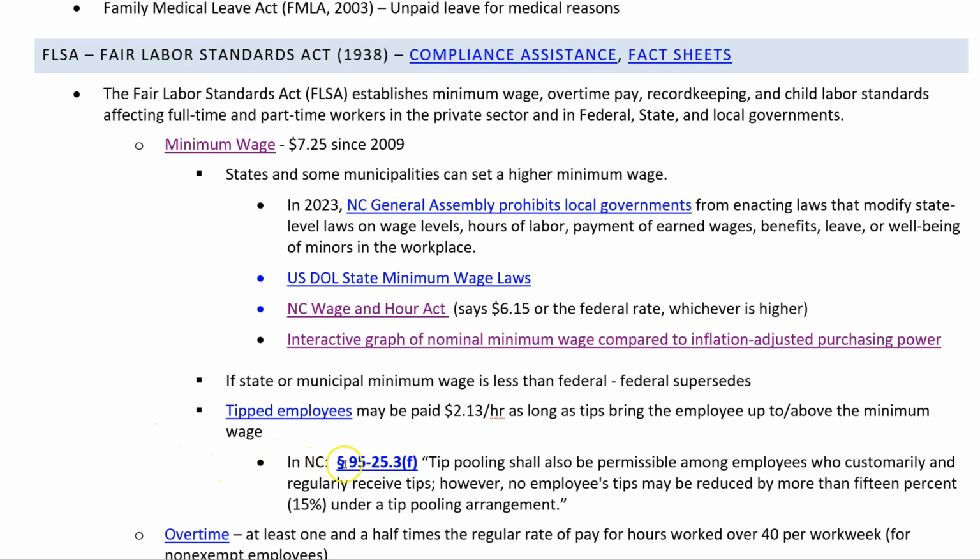Because a lot of people have questions, there are all sorts of scenarios you can consider. North Carolina does have a specific statute allowing for tip pooling for people who are waiting tables. Tip pooling would be, rather than everybody keeping the tips that they get individually, at the end of the night you would pool all the tips that everybody got and then divide them amongst everybody, because some people get tipped more or less for various reasons. The law in North Carolina allows that, as long as you're not reducing anybody's actual individual tips by more than 15% under the tip pooling arrangement.